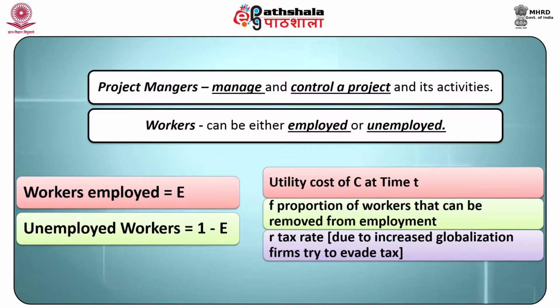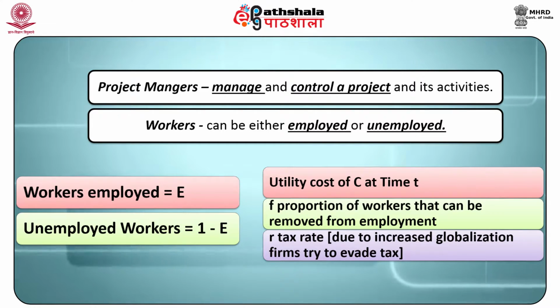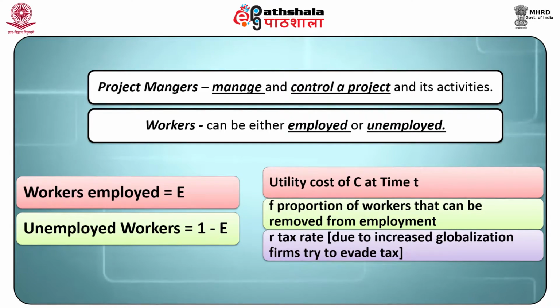Project managers manage and control a project and its activities. Workers can be either employed or unemployed. In each class of projects, different firms have identical products or processes and production function. That is, suppose workers employed is equal to E, then unemployed workers would be equal to 1 minus E.